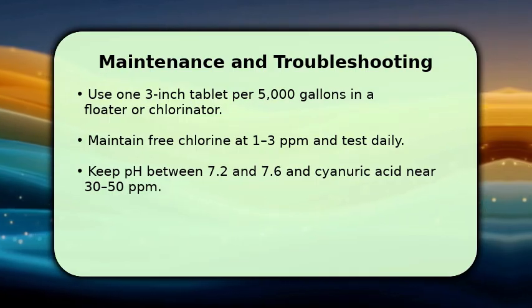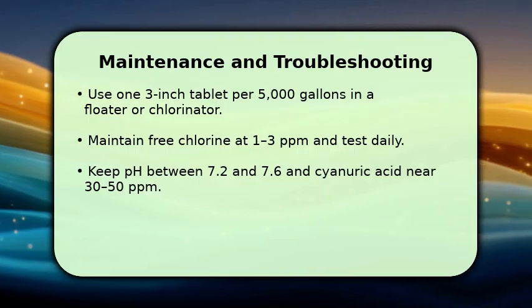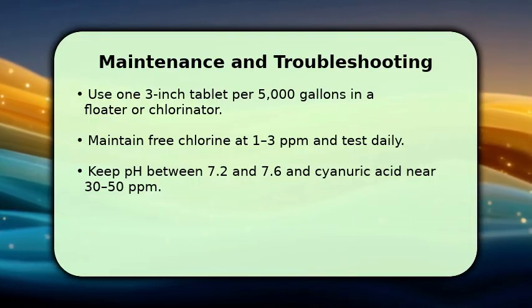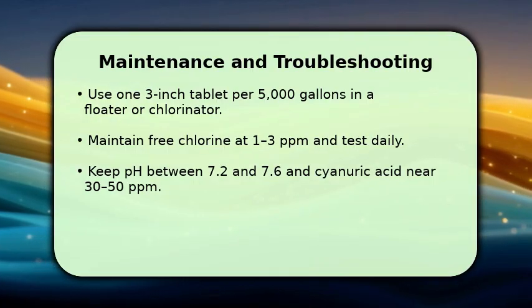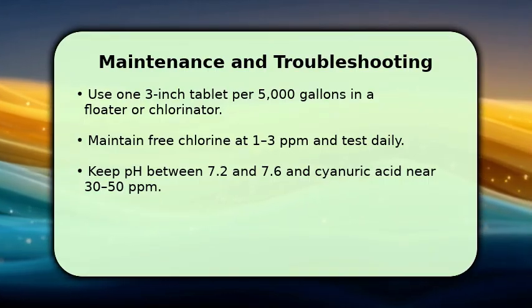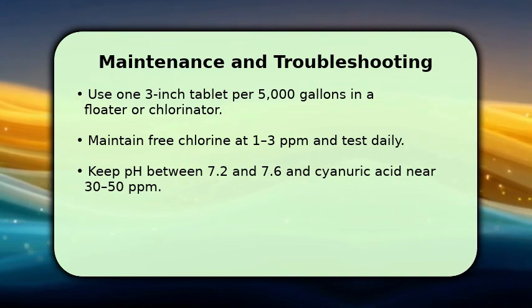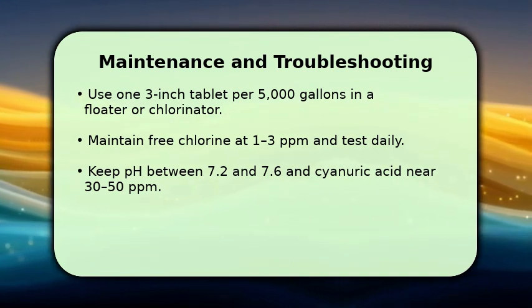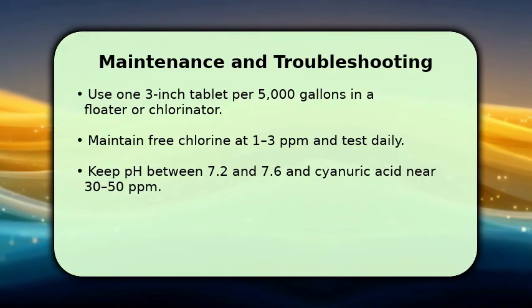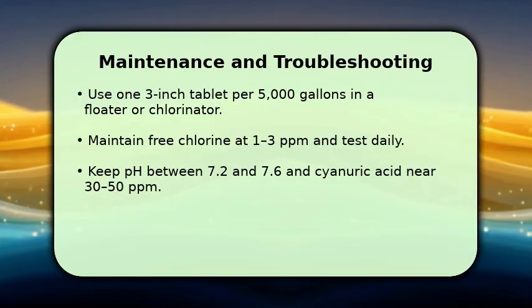Use 1 3-inch tablet per 5,000 gallons in a floater or chlorinator and replace tablets when they are 1/4 left to avoid overdosing. Maintain free chlorine at 1-3 ppm and test daily. If algae appears, shock to 10 ppm, then resume tablets. Keep pH between 7.2 and 7.6 and cyanuric acid near 30-50 ppm to prevent loss of chlorine effectiveness.